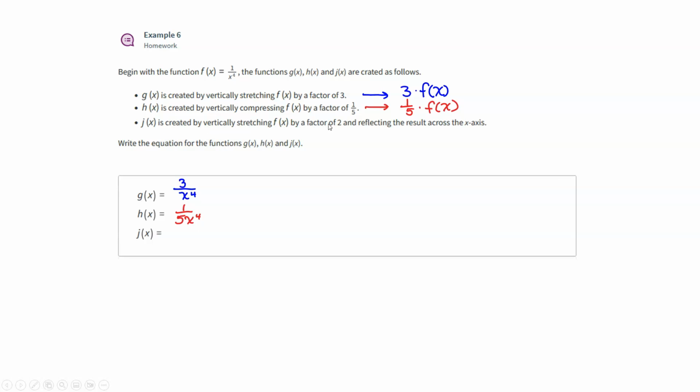The vertical stretch is not going to be a big issue here because we've already seen what a vertical stretch did. I mean, that means you're going to multiply by a 2. But the fact you're reflecting it across the x-axis, which means any positive y coordinates are going to become negative and vice versa, means you're not multiplying by 2 only, it's going to be a negative 2. So I'll be multiplying f of x by a negative 2. And of course, if I do negative 2 times 1 over x to the 4th, I end up with negative 2 over x to the 4th power.